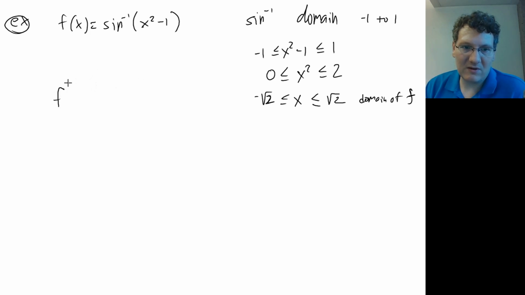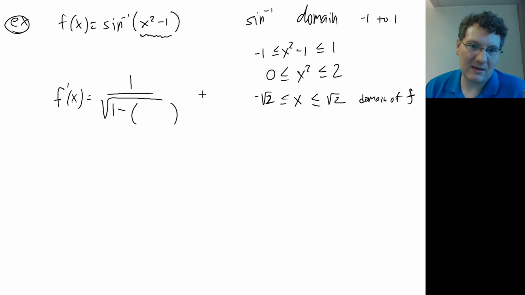Let's find the derivative. The derivative is not going to be defined basically on the endpoints of this domain. The derivative is going to be, like I said, 1 over the square root of 1 minus this thing squared, so it's x squared minus 1 squared, times, because the chain rule always applies, the derivative of x squared minus 1, which is going to be a 2x.